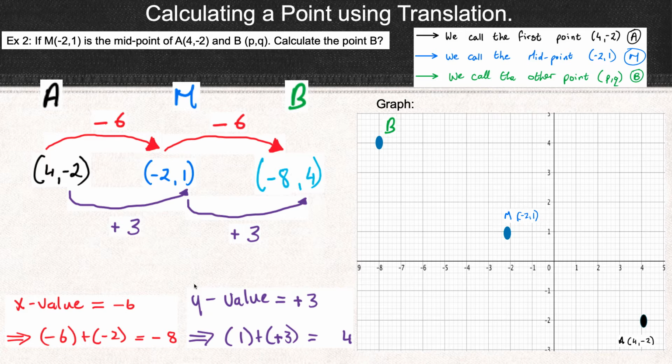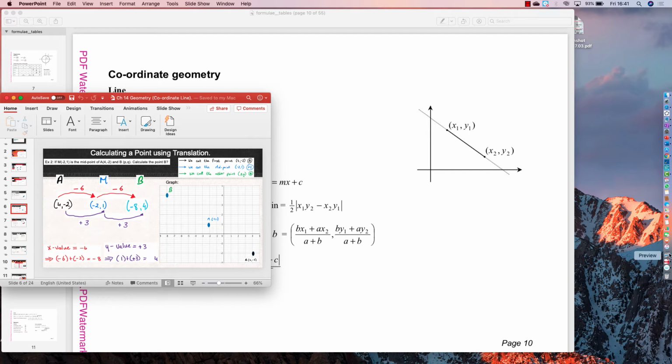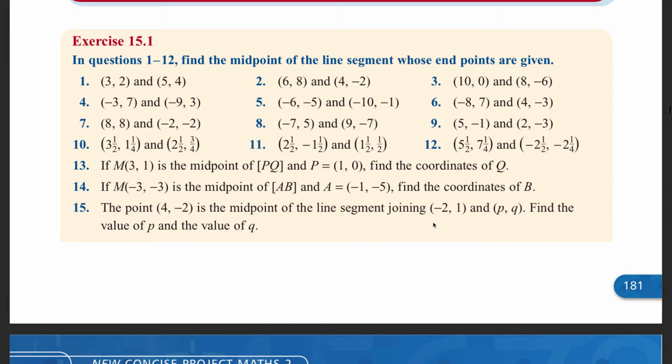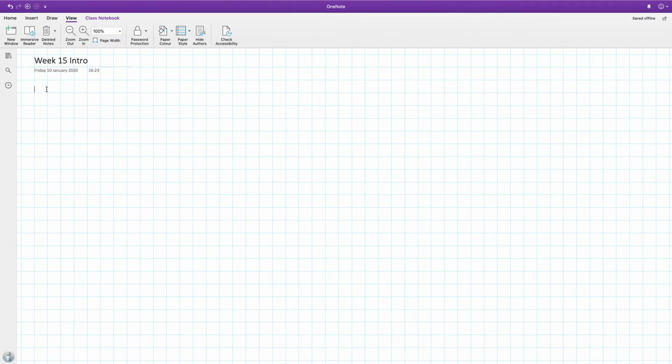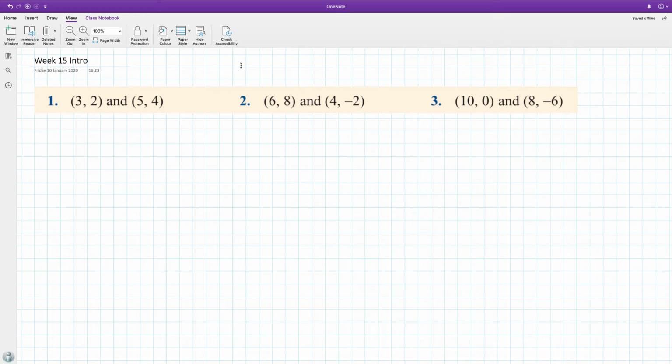Right, I'm going to move through these. Okay? Right, let's get going with these. Off you go, give me the midpoint of 3, 2 and 5, 4; 6, 8 and 4, minus 2; and 10, 0 and 8, minus 6. Give me the midpoint of the first three.